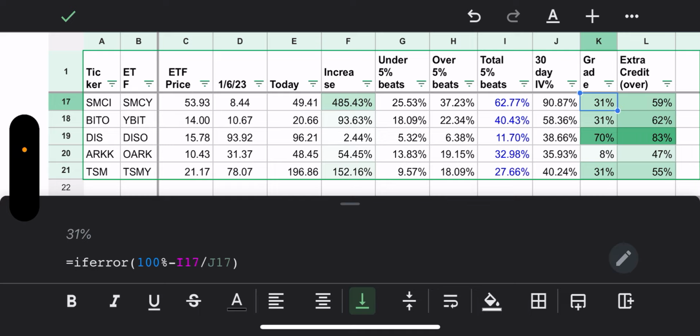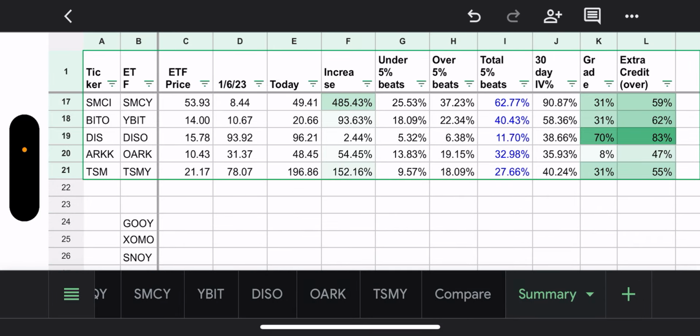And it's not, right? It's not in any of these five. So obviously the lower, once you divide that in, the lower, the better. But then that's why I do 100% minus that number. And then the higher the grade here, the better, okay? So 31% grade for SMCY. The extra credit grade takes just the over, because again, the over is what's important because they get capped. So 31% overall grade, 59% just the over.